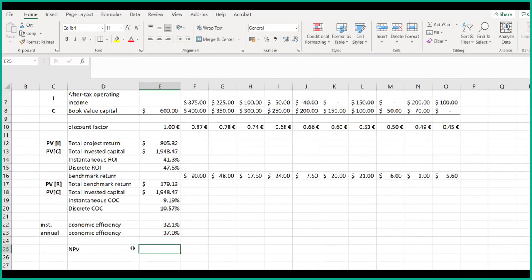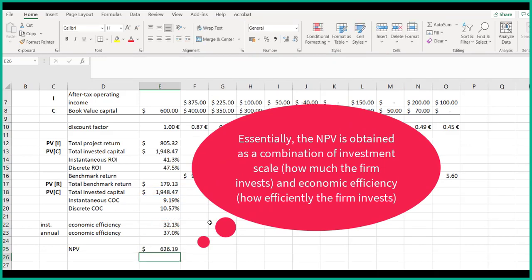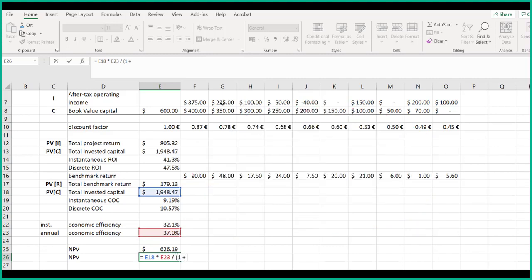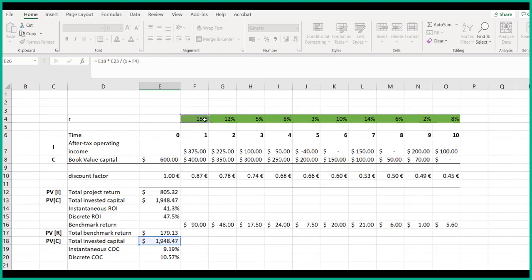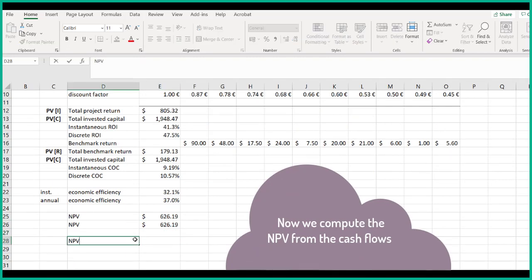The net present value can be found by multiplying the total invested capital by the instantaneous economic efficiency. Or we can use the annual economic efficiency: total invested capital times the annual efficiency discounted by one period, so divided by 1 plus 15%, and we get the same result. Here it is. And we obviously could obtain the same result from the cash flows.